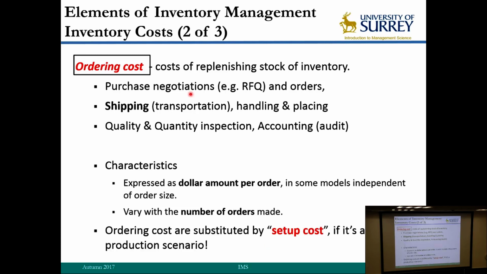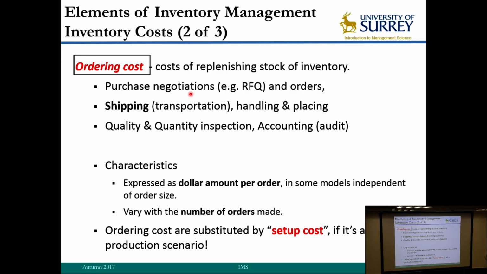Usually we consider the ordering cost by how many times you want to make an order. We consider the ordering cost as a constant cost, but we consider the total ordering cost by how many times you make an order. Why do we consider it like this? We're going to have an example to simply explain the theories behind ordering cost.